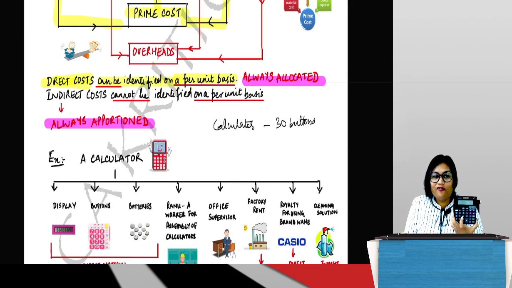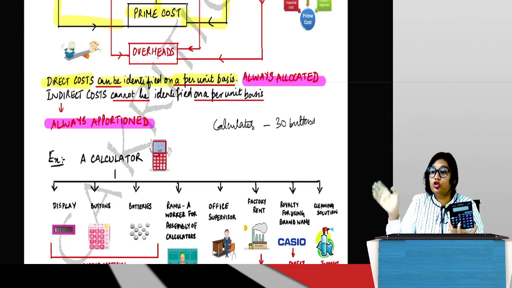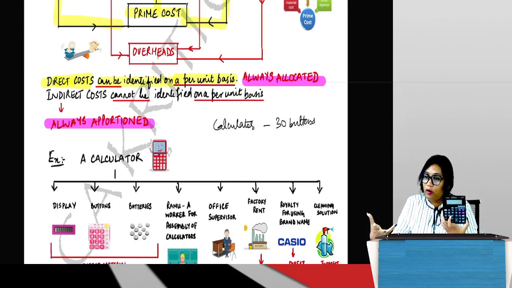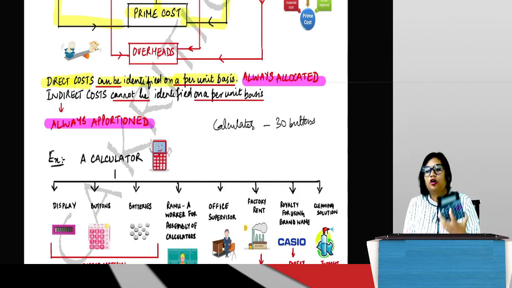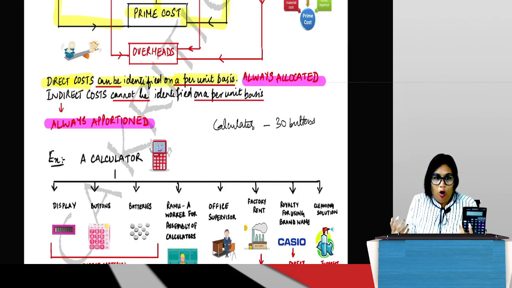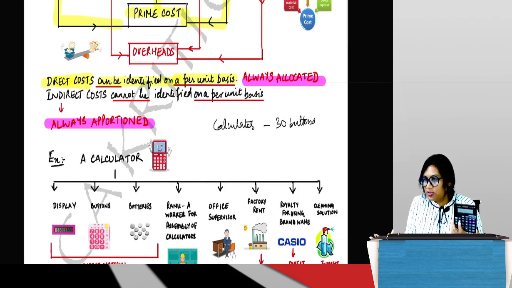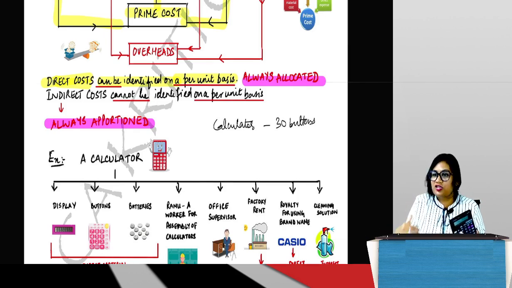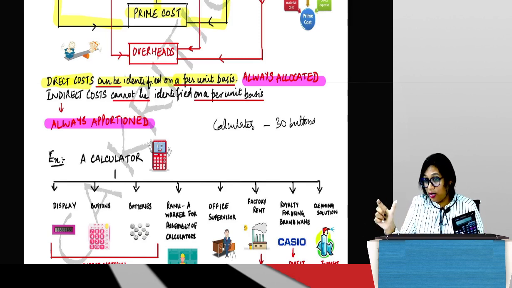So that is what we are doing for rent. You first asked me what is the total rent, then you asked me how many units were manufactured, then you took the total cost, divided it by the total number of units, then told me that this is the cost associated with rent as far as this 1 calculator is concerned. Also, it may not even be the same in the next period. Why? Because it's a fixed cost. It changes from period to period. Yes or no? Per unit basis, not total.